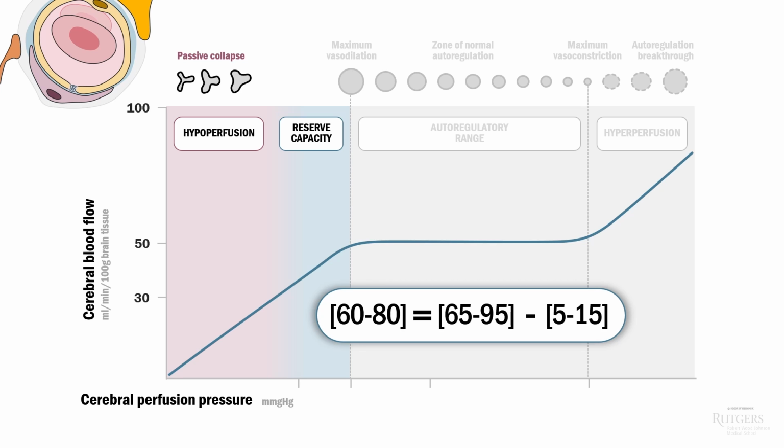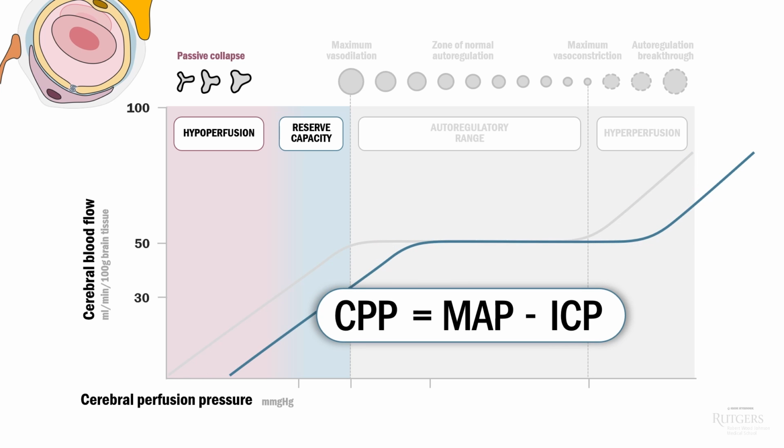Remember that the brains of chronically hypertensive patients are likely used to higher mean arterial pressures and therefore higher cerebral perfusion pressures. So these numbers function better as loose guidelines and not hard rules. That's why it's important to take the entire clinical picture into account.